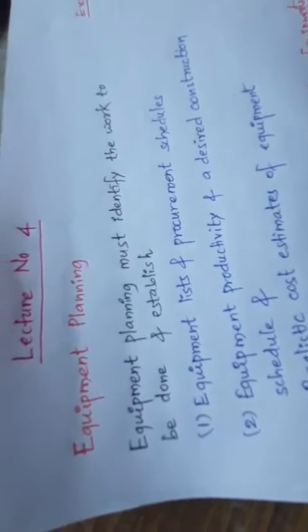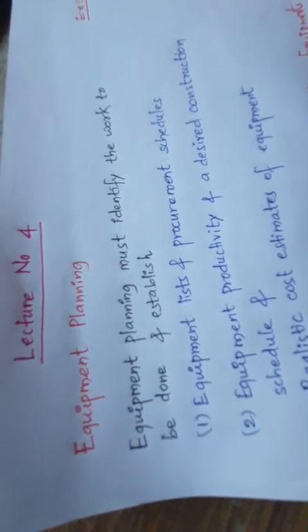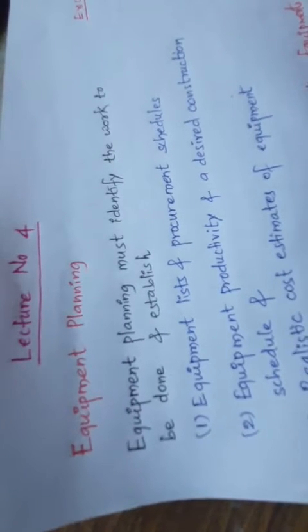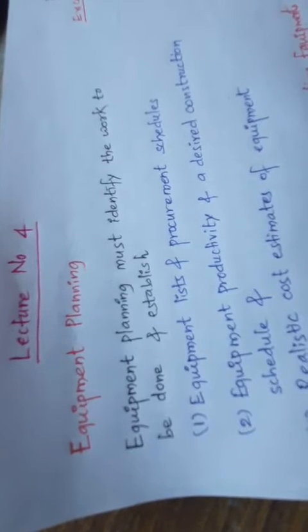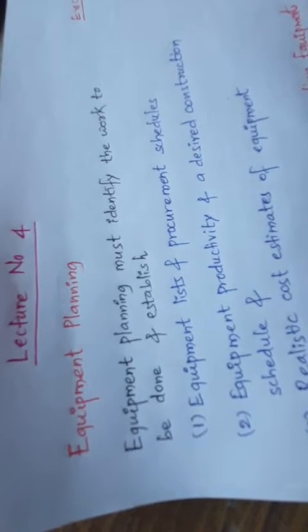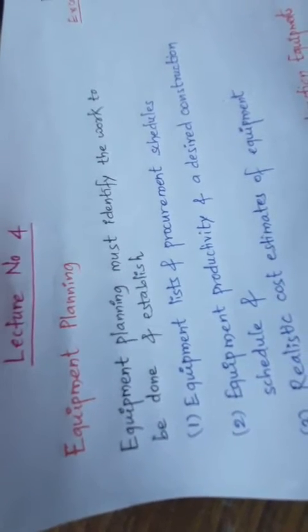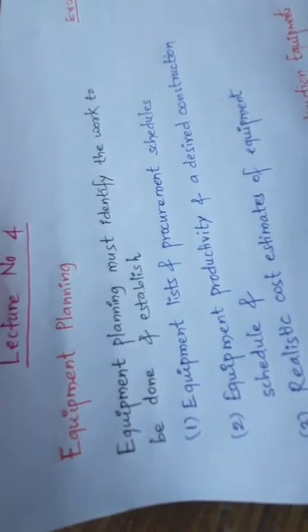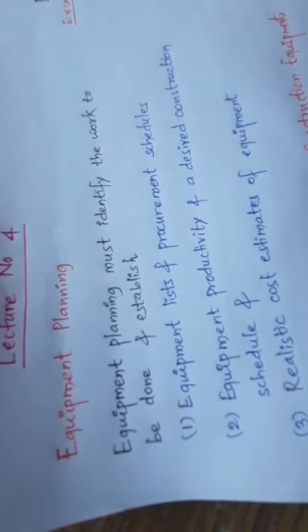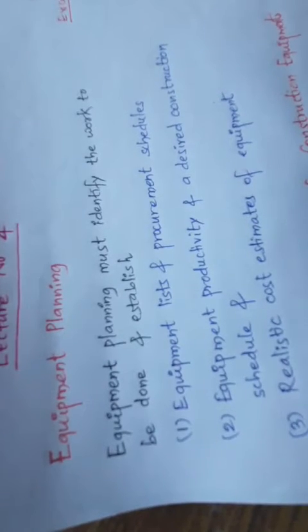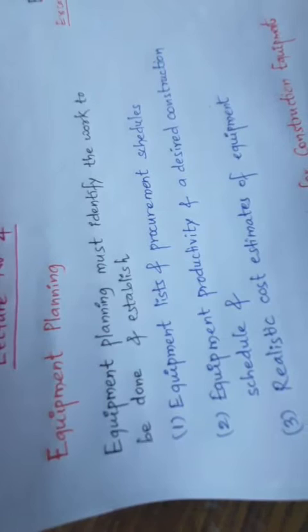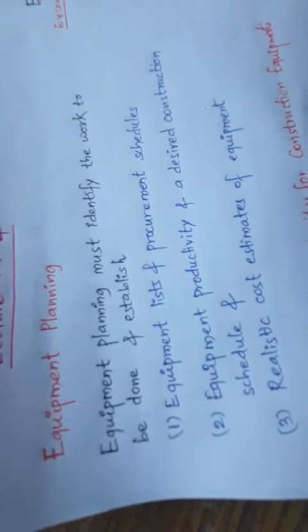Today we are going to start lecture number 4 with equipment planning. As we know, construction requires handling a large quantity of materials, moving them horizontally or vertically. In the simplest form, a construction operation is the moving of material from one location to another. The two primary functions of the equipment are to handle and move a variety of materials around the construction site.